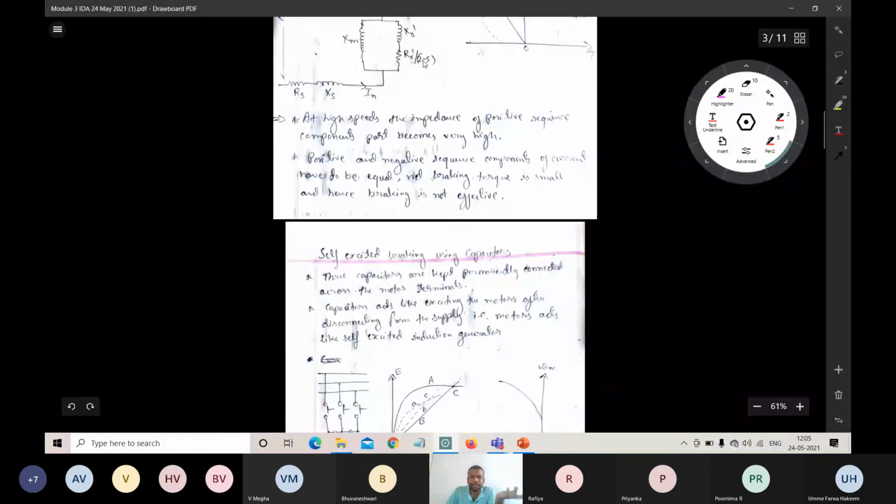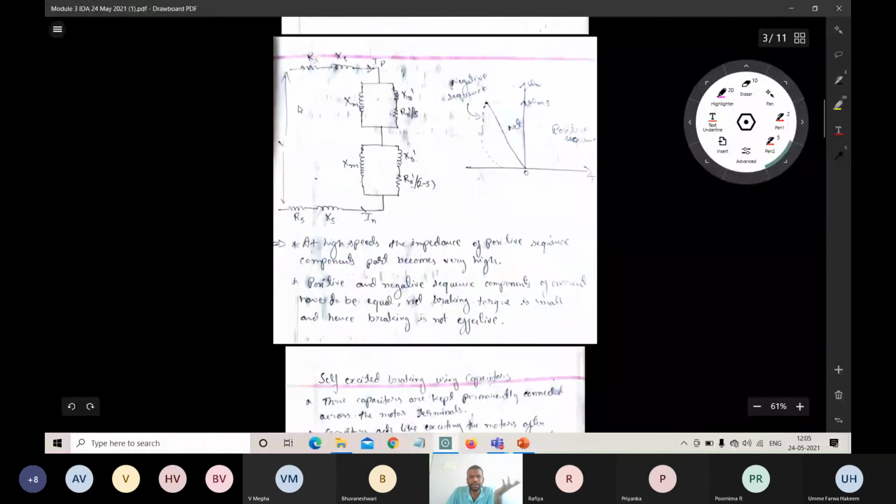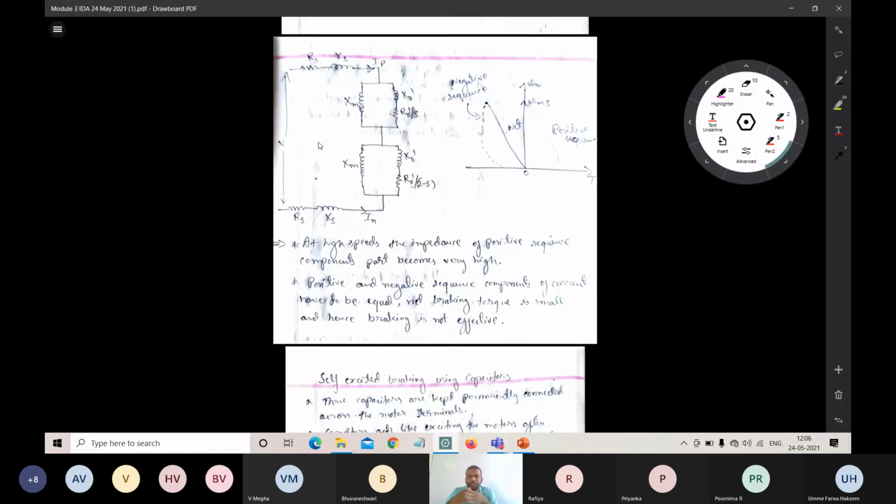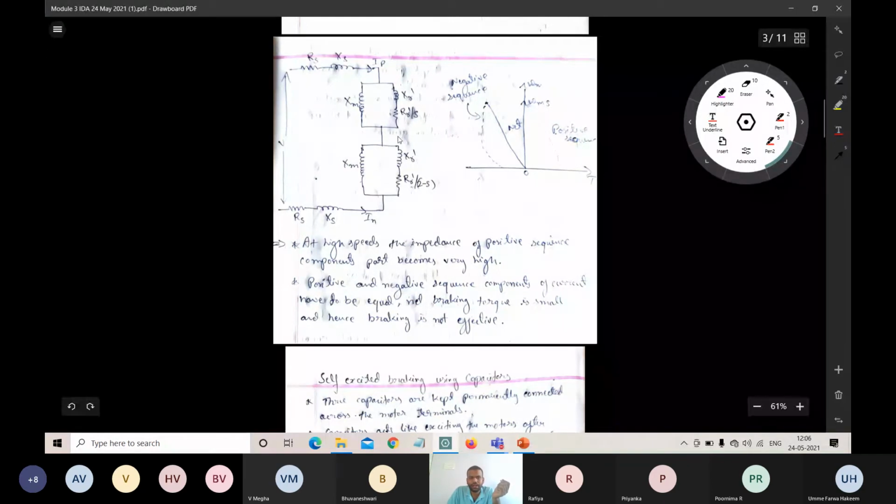The equivalent circuit is given here. This is the positive sequence and this is for the negative sequence. We have divided the rotor resistance into two parts, one for the positive and one for the negative sequence. For the positive, this is the half, and the remaining is for the negative. On the positive side, the slip will be S. But in the negative sequence, you remember the slip will be equal to 2 minus S.